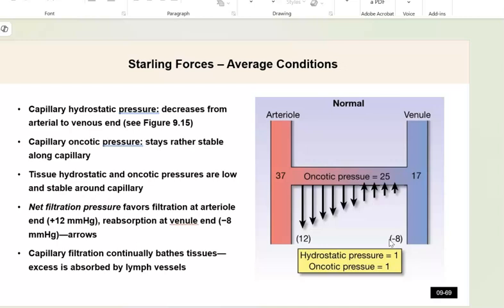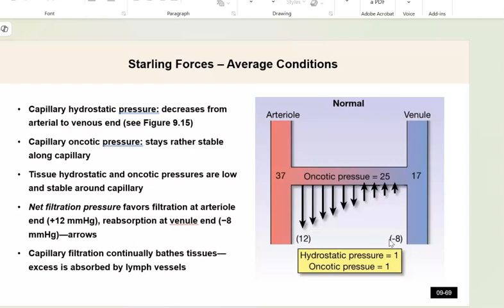Normal filtration and reabsorption along a typical capillary within the systemic circulation is shown here. The black arrows represent the magnitude and the direction of the fluid exchange. The pressure values are shown in millimeters of mercury. Hydrostatic pressures at the arteriolar and venular ends of the capillaries are shown. The yellow rectangle represents the pressures in the interstitium. The parentheses indicate the net filtration pressures at the arteriolar and the venular end of the capillary.